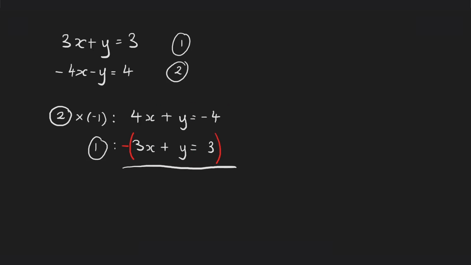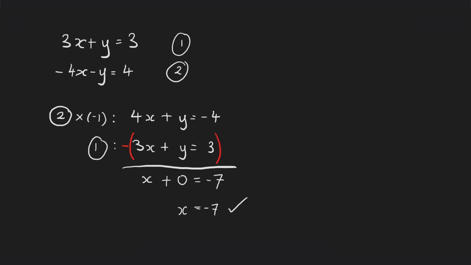So working from left to right, 4x will minus 3x, giving us 1x. Both the positive y's will minus each other to cancel, and so that will just be plus 0. On the right-hand side of the equation, negative 4 will minus 3 to give us negative 7. So once you clean that up, we will see that x equals negative 7. So we have found the x value of our intersection point. Now we just need to find the y value.